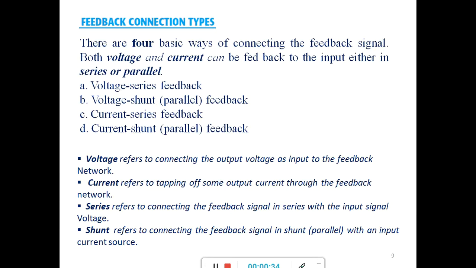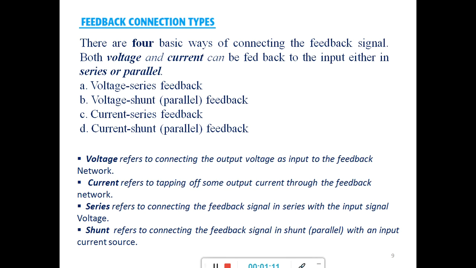So good afternoon, students. In the last session we discussed the different feedback connection types. There are 4 different ways in which feedback can be connected, out of which 2 use voltage and 2 use current. The feedback can be either series or parallel. The first one is voltage series, the second voltage parallel, the third current series, and the fourth current parallel feedback combinations.